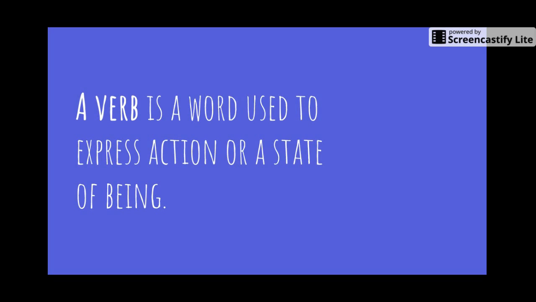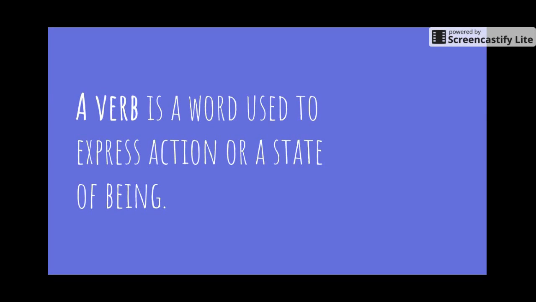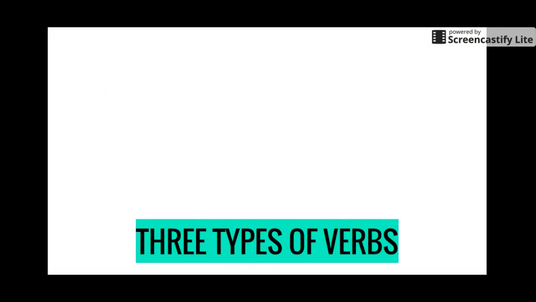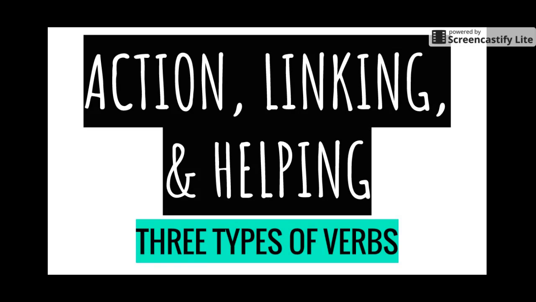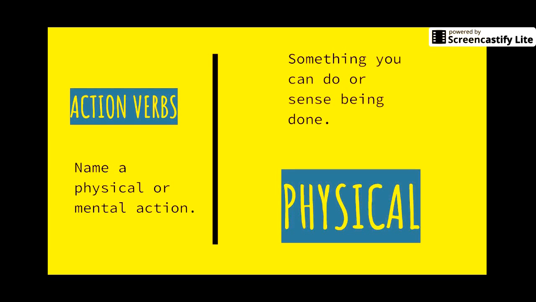A verb is a word used to express action or a state of being. Did you know that verbs actually come in 3 different categories? They could be action, linking, and helping verbs. We're going to start by talking about action verbs. An action verb names a physical or mental action. So, a physical action is something that you can do or sense being done.